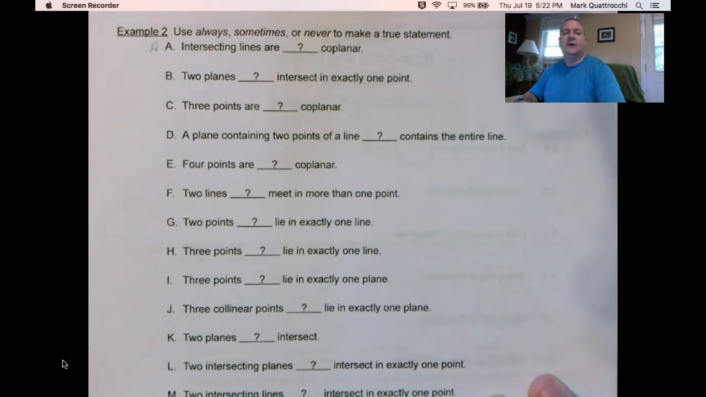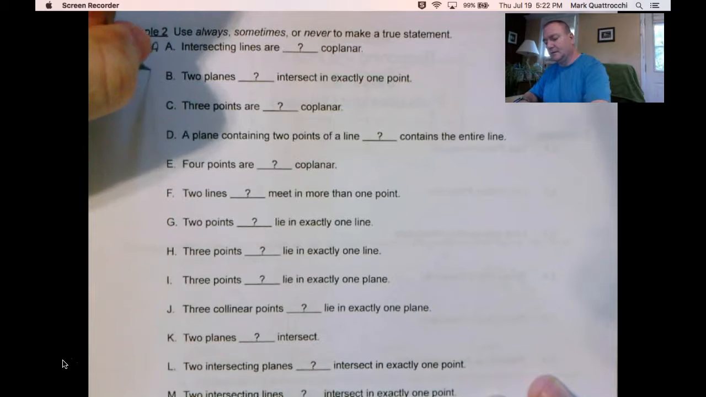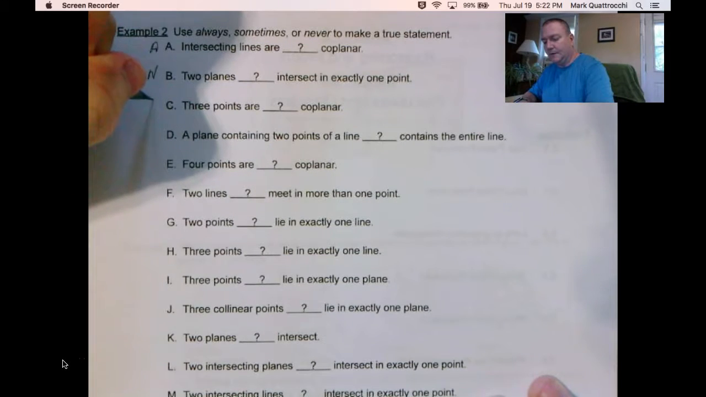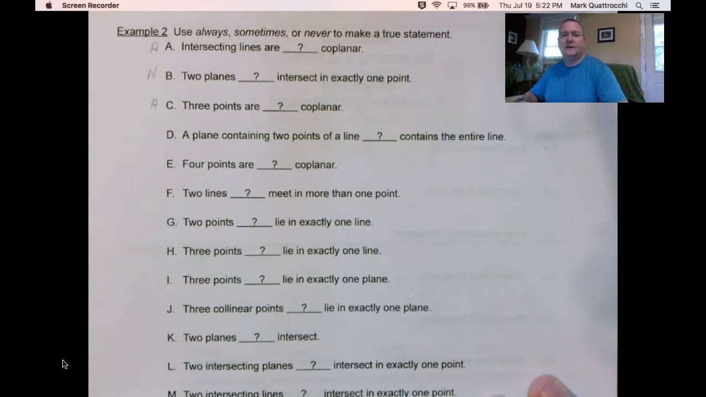2 planes always, sometimes, or never intersect in one point. 2 planes never intersect in one point. 3 points are always, sometimes, or never coplanar. 3 points are always coplanar. Even if they're collinear, they're going to be coplanar. There's going to be an infinite number of planes, but they're still coplanar.